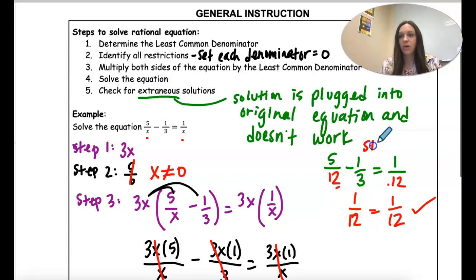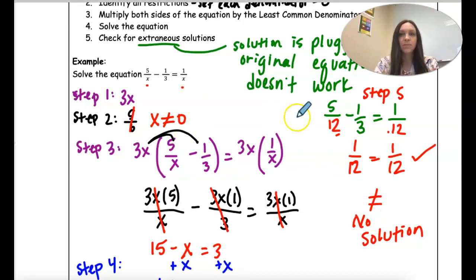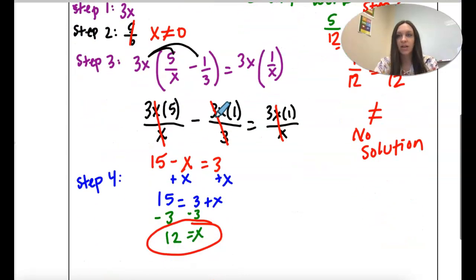This is step 5, by the way. If you get two numbers that are not equal, that means no solution. Or if you get a solution that's up here in your restricted section, then it's no solution as well. So check your answers, make sure they work. That's what that last step is.